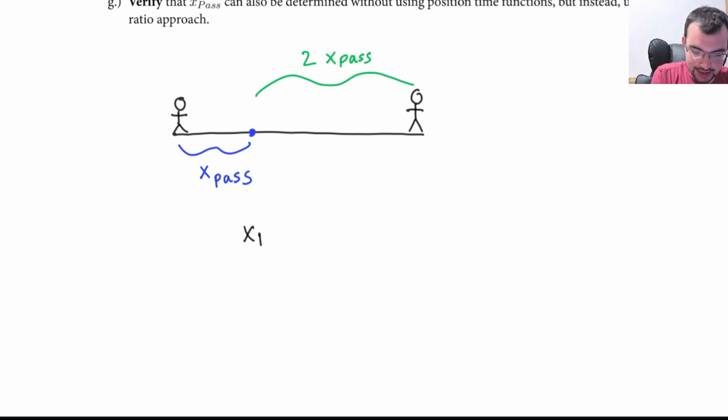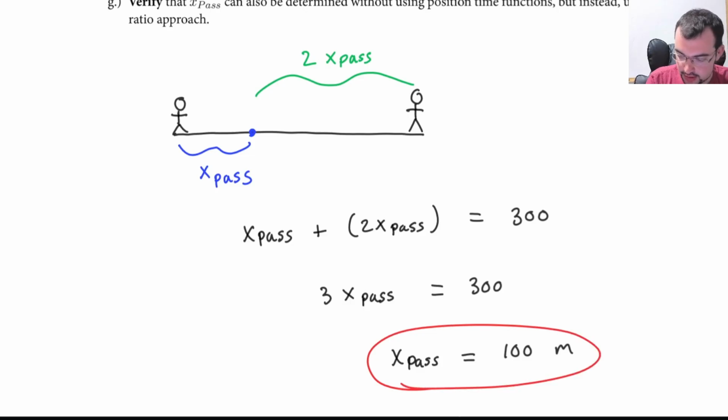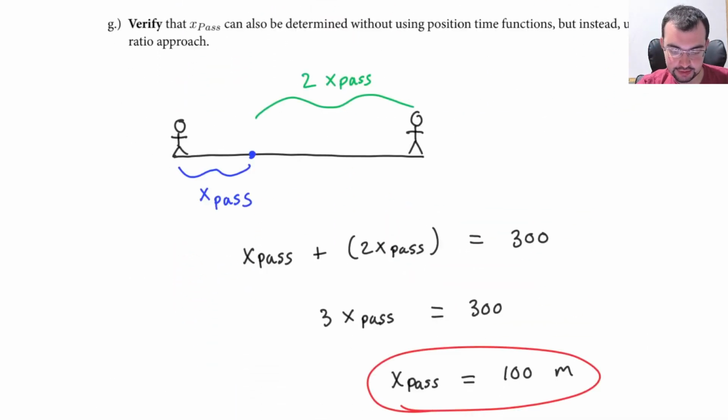So we know that x pass plus 2 x pass is equal to 300 meters, or 3 x pass is equal to 300, or x pass equals 100 meters, as expected. This is a cool ratio approach. A quadratic version of this shows up with gravity. And this problem shows up sort of again with electric. But this is a cool idea, so I thought I'd show it.